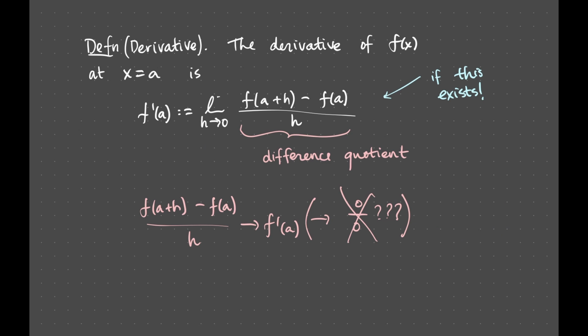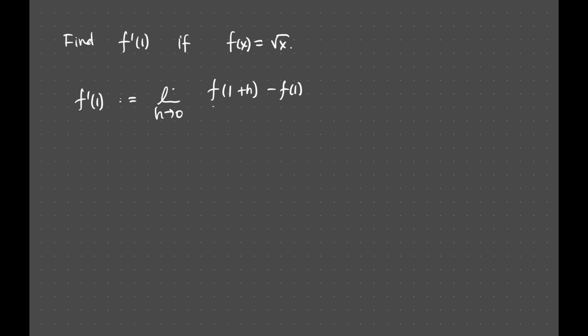And when this limit exists, that is, when the difference quotient tends to a finite number, then f is called differentiable at x equals a, and the limiting value is called the derivative of f at a. Let's look at some examples. Here we'd like to compute the derivative of the root function at x equals 1. To do so, we need to compute the limit of the corresponding difference quotient.